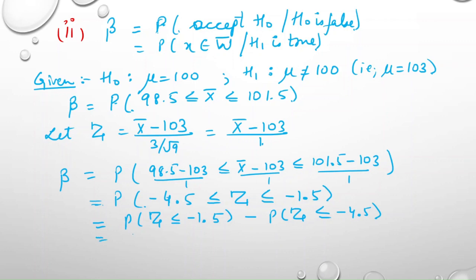So this is nothing but 0.5 minus P of Z less than or equal to 1.5, and this value is 0. This value is 0 because Z greater than or equal to 4 is not applicable. So we get the value as 0. So beta is coming out to be 0.0668.